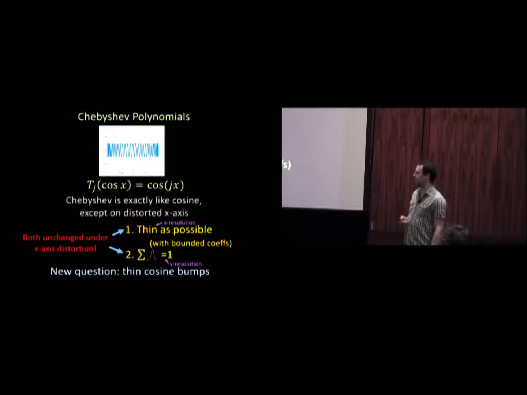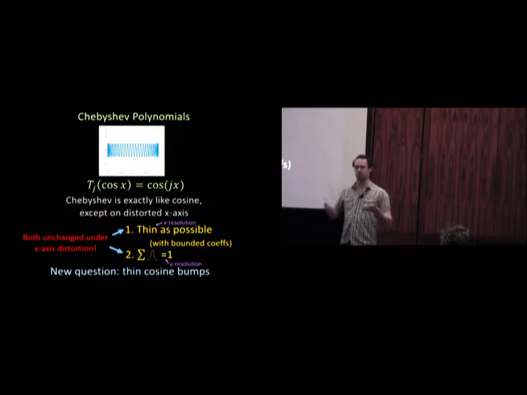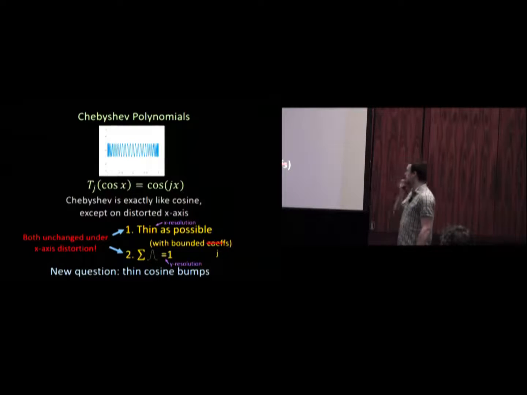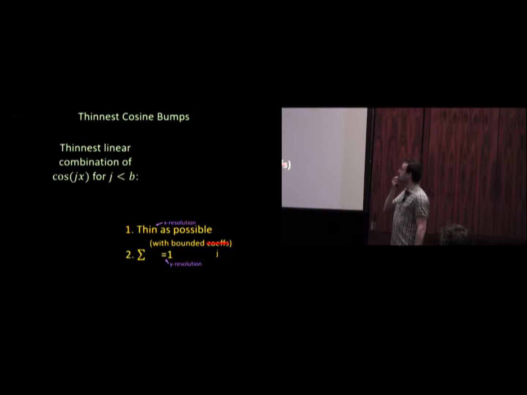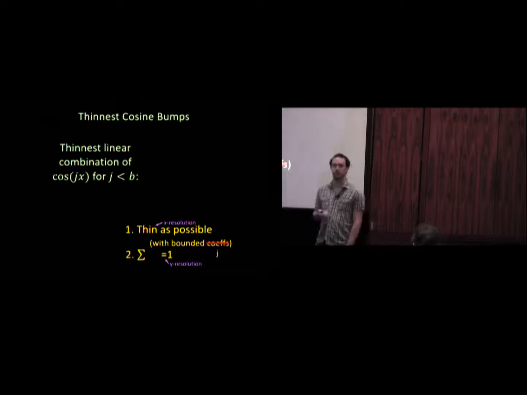So how can we make thin bumps with cosines? This is a completely different problem from the scarier problem of how to get thin bumps out of Poissons or polynomials. And one thing which has changed: bounded coefficients is instead going to become essentially bounded. We're going to just use the first j cosines. So how can we get the thinnest linear combination of cosine jx for j up and down?